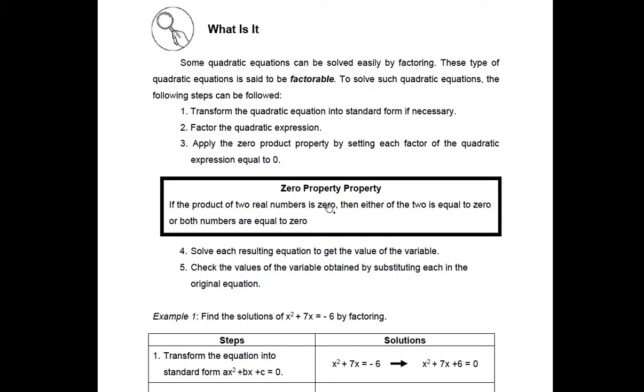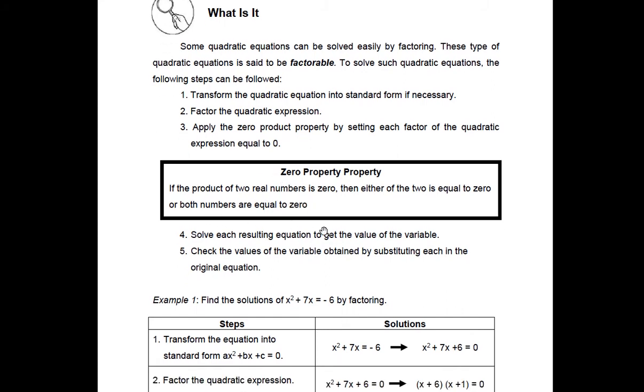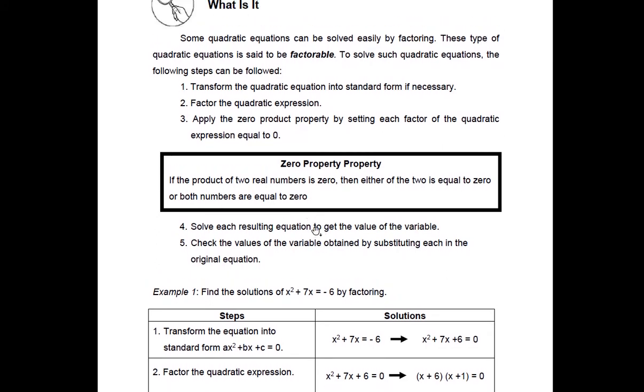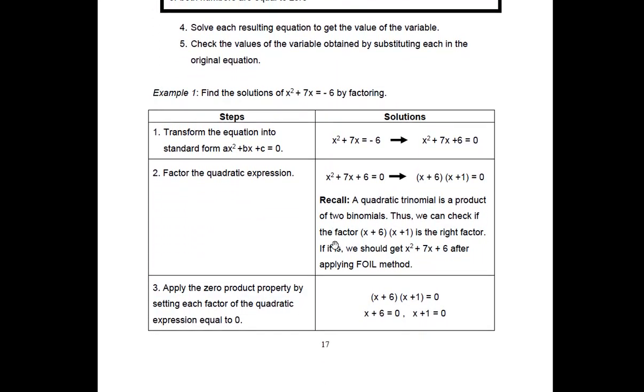zero product property. This is not zero property, it is the zero product property. If I would like to stress this one: if the product of two real numbers is zero, then either of the two is equal to zero, or both numbers are equal to zero. So here is Example Number 1 so you understand how to use this.